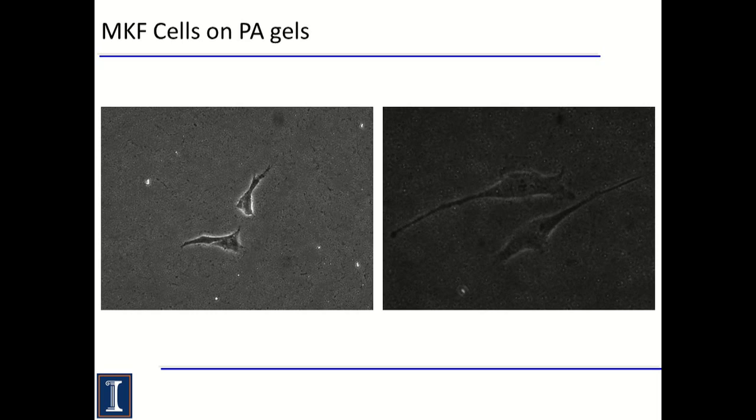Here we can see some typical phase contrast images of monkey kidney fibroblast or MKF cells cultured on polyacrylamide gels. The image on the left shows 2 MKF cells 12 hours after plating, while the image on the right shows 2 MKF cells after 24 hours of cell plating. Notice that the cell spreading area increases with time. Next, we will compute the traction forces generated by the cells on the left.